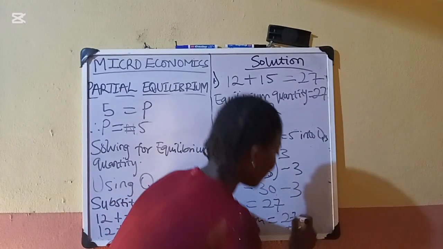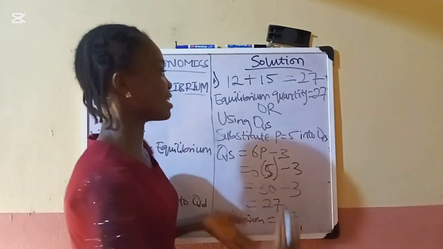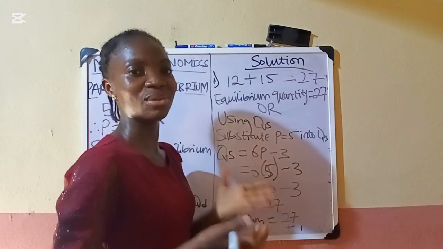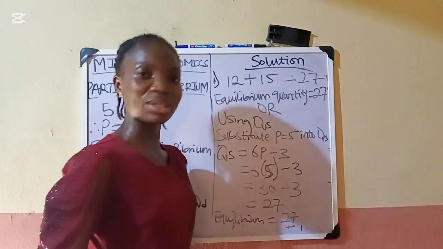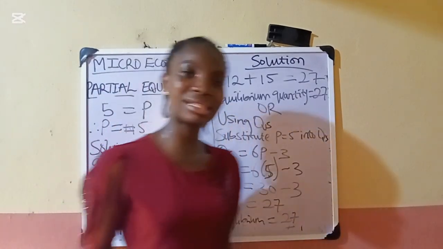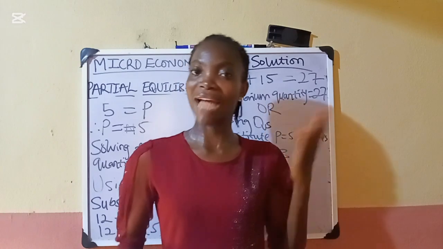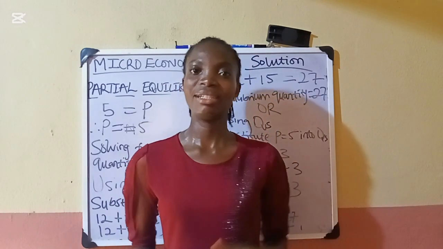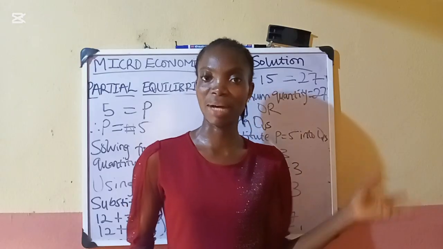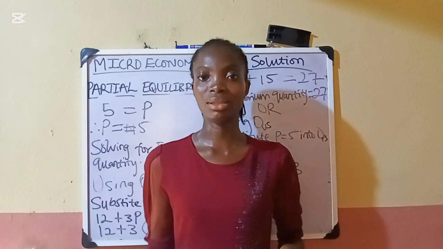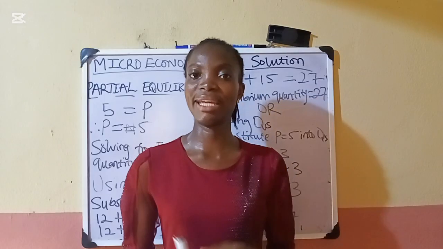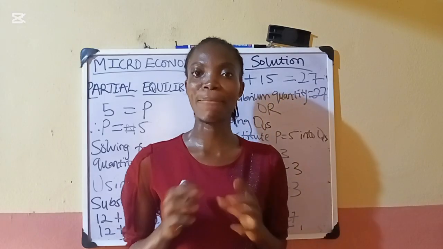is 27. Now, you can see that our equilibrium quantity, when we solved using the demand equation, gave us 27. And when we solved using the quantity supply equation, gave us 27. This simply proves the fact that at equilibrium, quantity demanded equals quantity supply. In a scenario where you solved using the quantity demand equation and the supply equation and the answers are not the same, that means there is an error because both are meant to be the same.